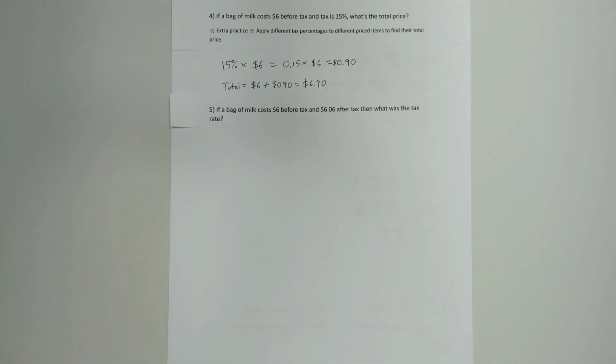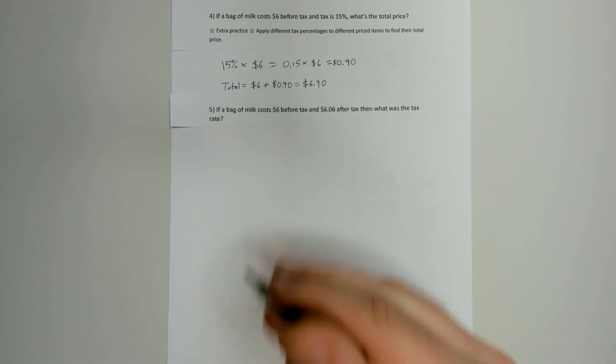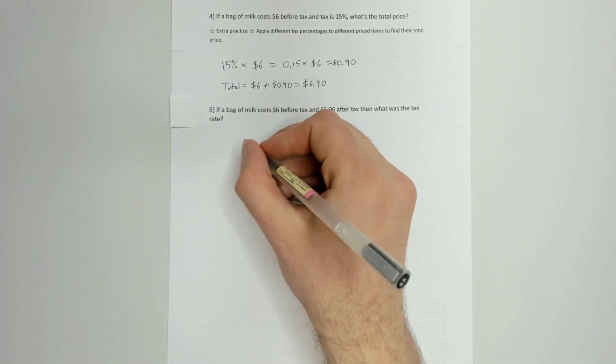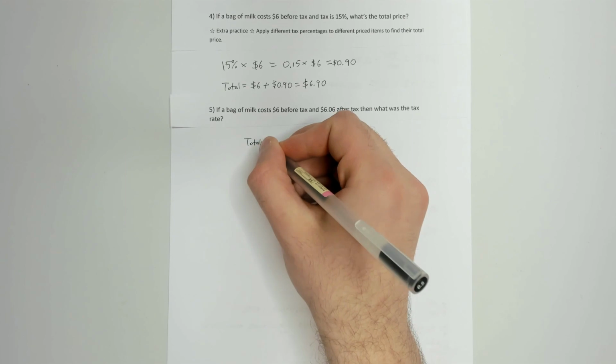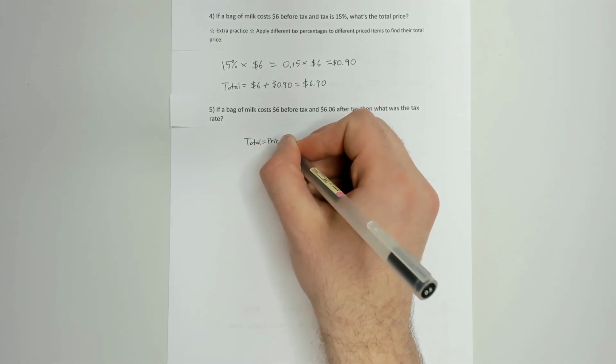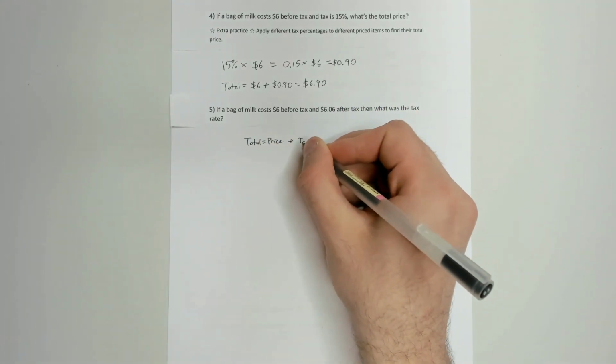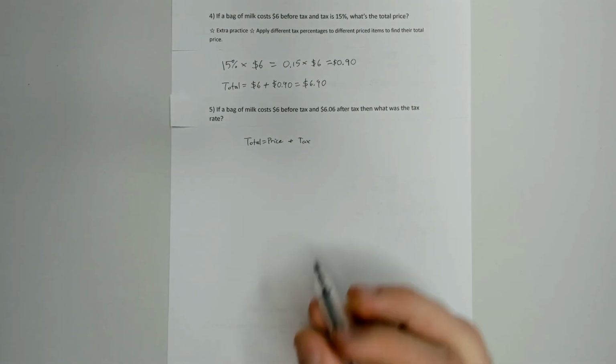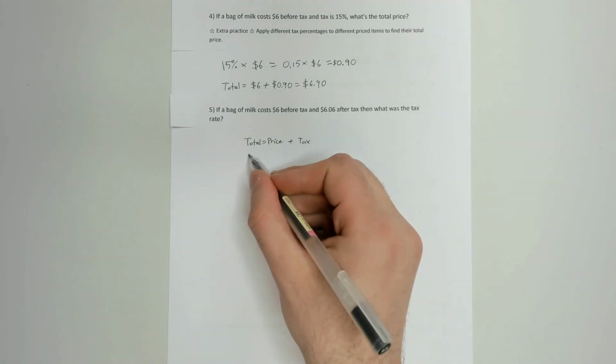So I think this one's going to be a little bit trickier. If a bag of milk costs $6 before tax and $6.06 after tax, then what was the tax rate? So we know that the total is basically the price plus the tax, right? We just did this in question 4. And we know our total is $6.06, right?